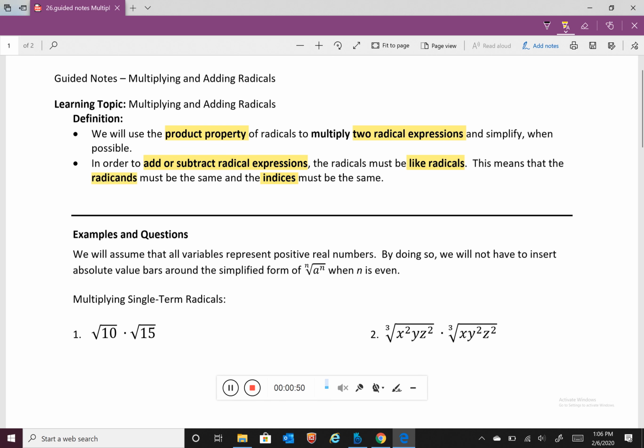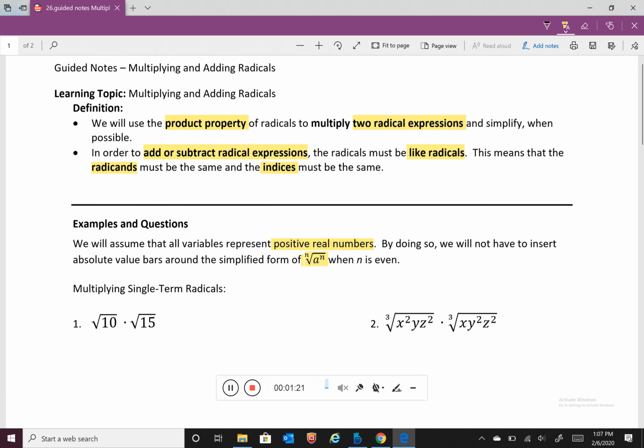We are going to assume that all variables represent positive real numbers, and by doing so, we will not have to insert absolute value bars around the simplified form of the nth root of a to the nth power when n is even. So this is going to make our lives so much easier. We're just going to assume that all of our variables are positive.